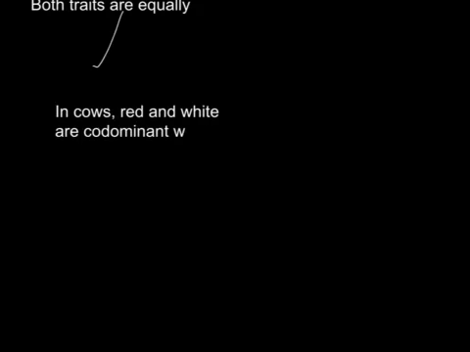Move this out of the way here. Let's just say in cows, red and white are codominant, which results in roan. And roan is actually a mixture of red and white. What if I told you to cross two roan cows?